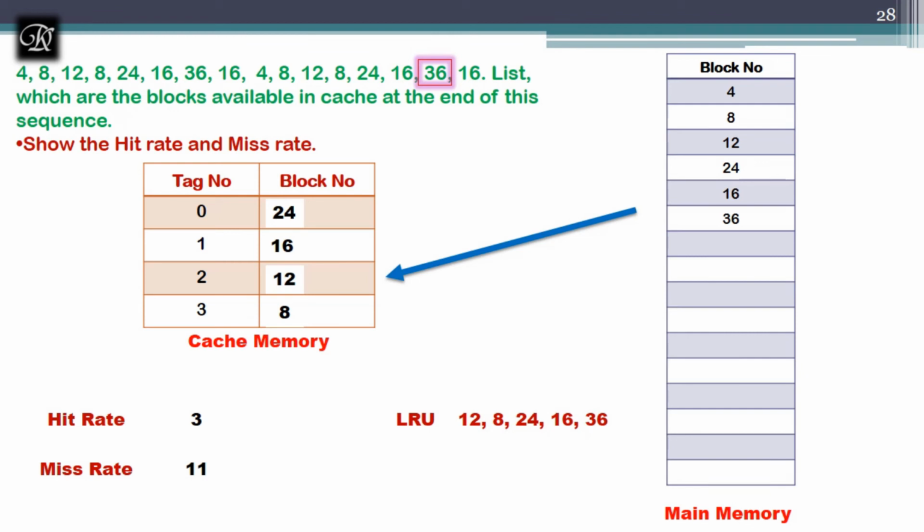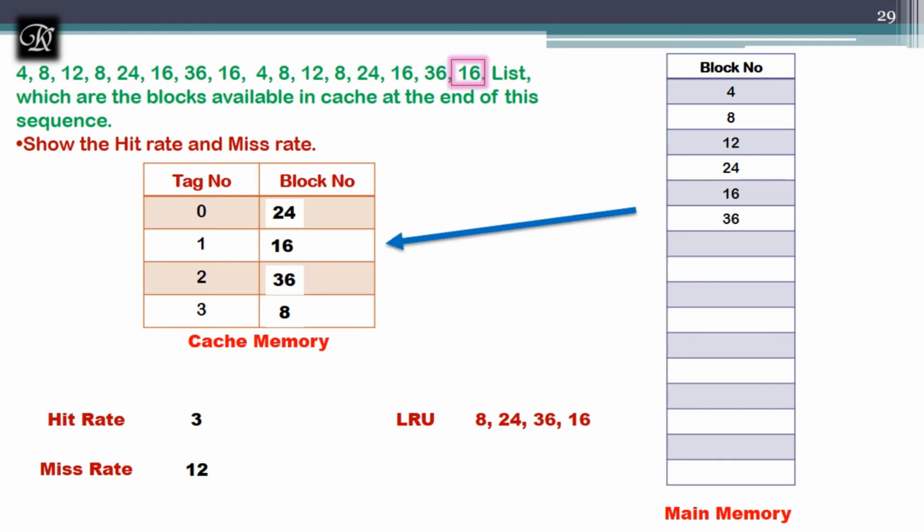Next request is for 36. Again, 36 is not available in the cache. So what we have to do is increase the miss rate, and with the help of LRU find which block should be replaced, that is 12, and put 36 in the place of 12. Now the miss count is 12 and the hit count is 3.